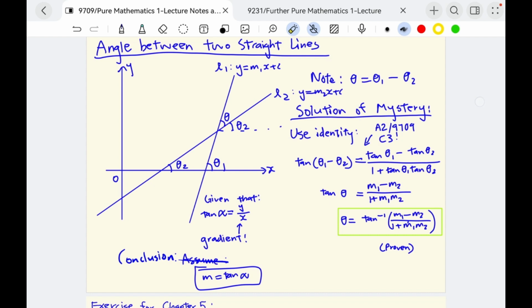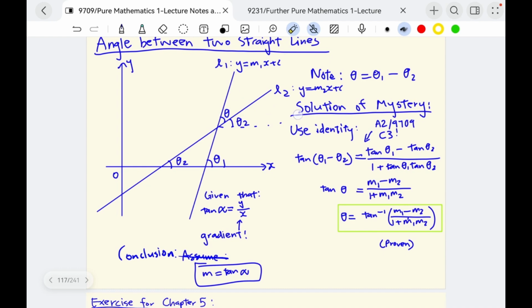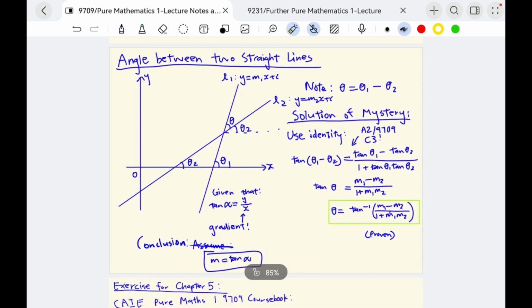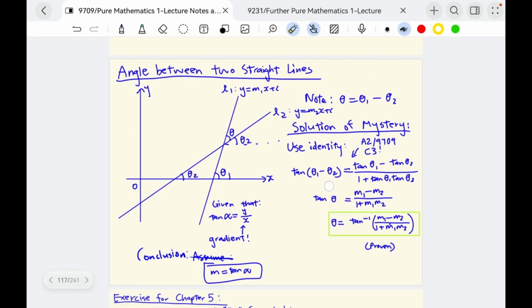So for each particular angle, you may substitute its gradient, which gives m1 minus m2 divided by 1 plus m1 times m2. To find the angle between the straight lines, move to the right hand side to get the arctangent. So therefore this formula is proven. We have solved the mystery from Chapter 3 already. So this has ended.